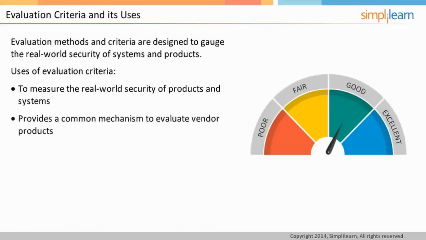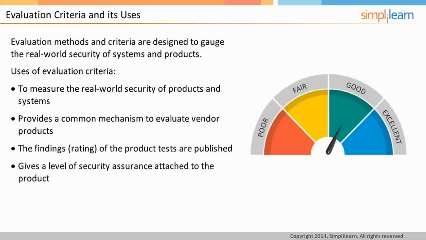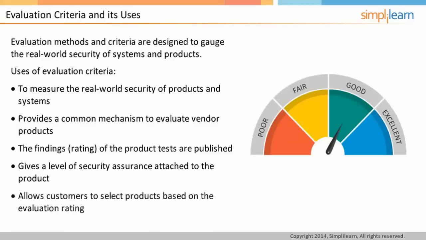It provides a common mechanism to evaluate vendor products by certified third-party evaluation labs. The products are tested against the set of security requirements, and the findings, or ratings, are published. The primary use of evaluation criteria is that it gives a level of security assurance attached to the product. Customers can select products based on the evaluation rating. Let us look into the various types of evaluation criteria.